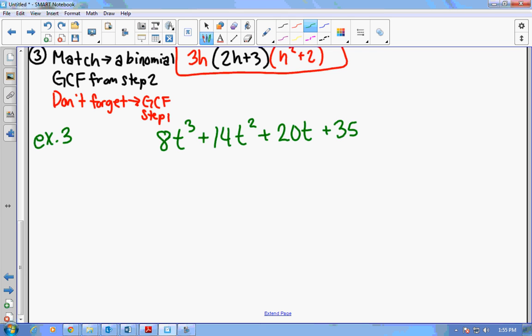What about 2 or 4? 35, that's the problem, right? That's an odd guy. So no greatest common factor to pull out of this one. Step 2, let's do what? Group. Grouping and find their individual greatest common factor.